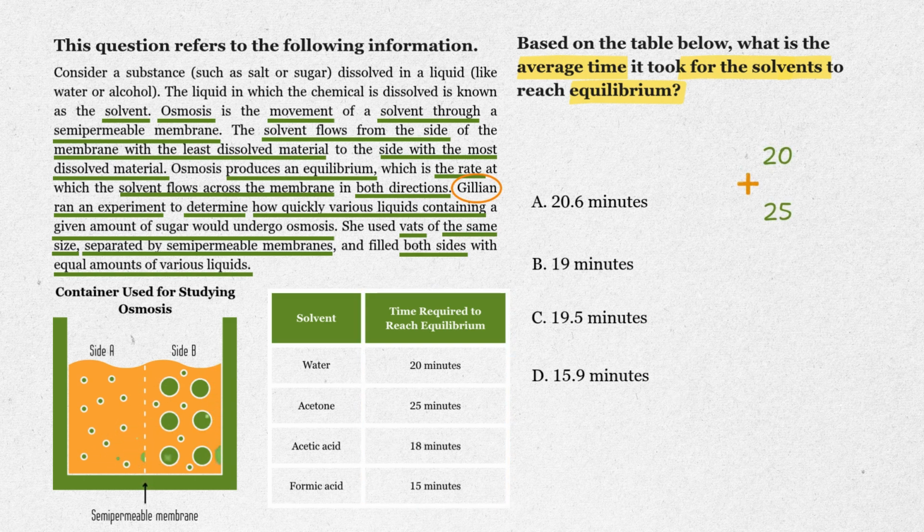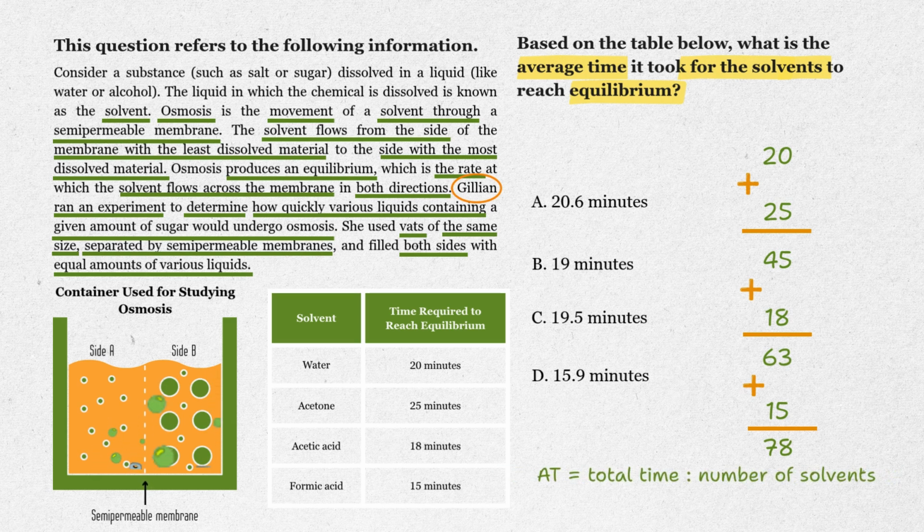20 plus 25 equals 45. Add 18 to get 63. Add 15 more and you have 78. Now, divide that total by 4. Because there are 4 solvents, 78 divided by 4 equals 19.5 minutes. So the correct answer is C.